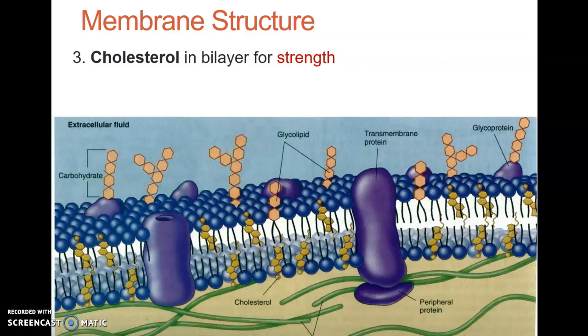So a lot of people talk about cholesterol as being bad for you, and you can't have too much cholesterol, but it's really used in that bilayer for strength. It actually forms the strength of your cell membranes. So it is really important to have some in your diet. Of course you don't want to overdo it, but that's really what it's used for.